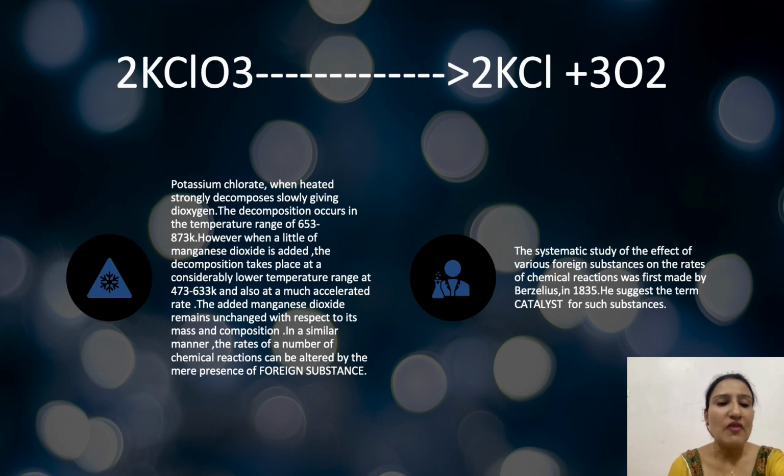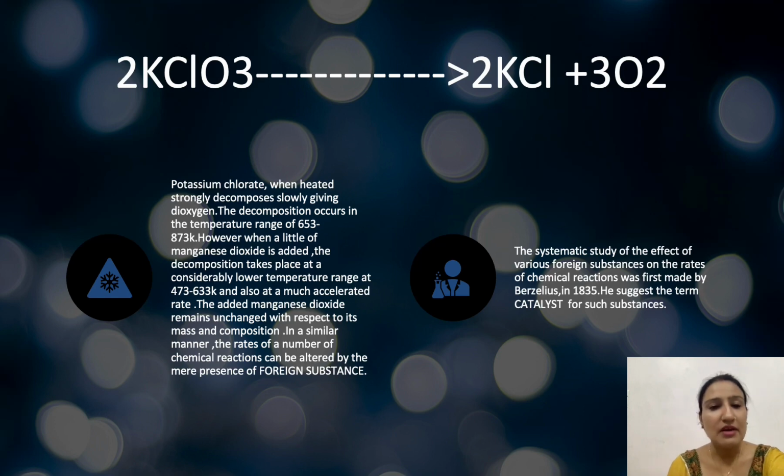Now, with the help of this reaction: potassium chlorate, when heated strongly, decomposes slowly giving dioxygen. The decomposition occurs in the temperature range of 653 to 873 Kelvin. However, when a little manganese dioxide is added, the decomposition takes place at a considerably lower temperature range of 473 to 633 Kelvin and also at a much accelerated rate. The added manganese dioxide remains unchanged with respect to its mass and composition.